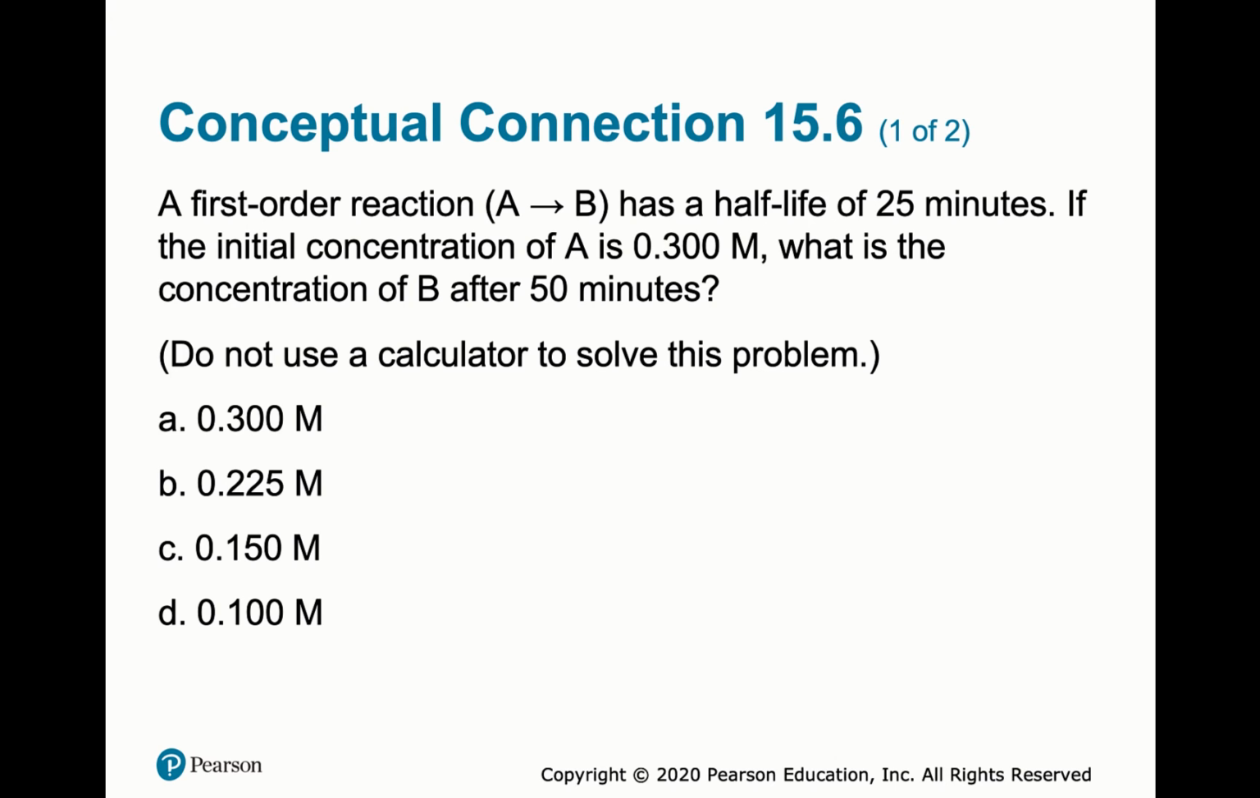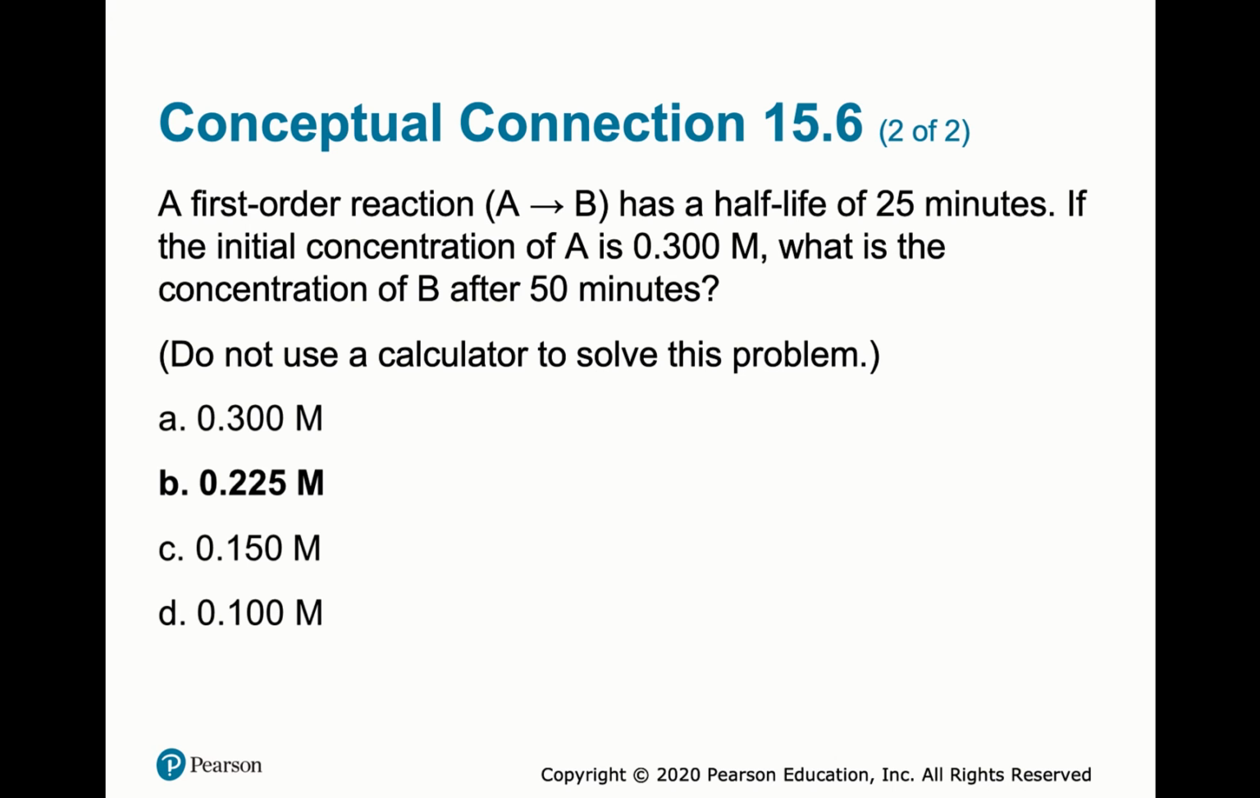So a first order reaction has a half-life of 25 minutes. The initial concentration of A is 0.3 molar. What is the concentration after 50 minutes? And so it's 2 half-lives. So 2 half-lives means it goes down by a factor of 4. What is half-life?